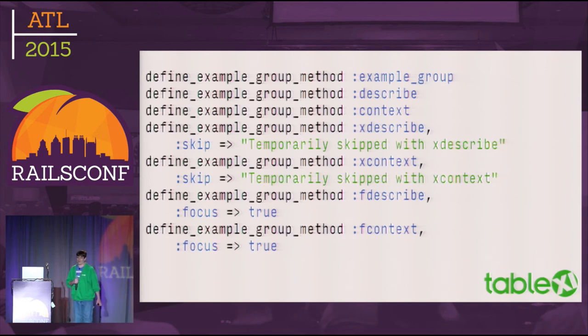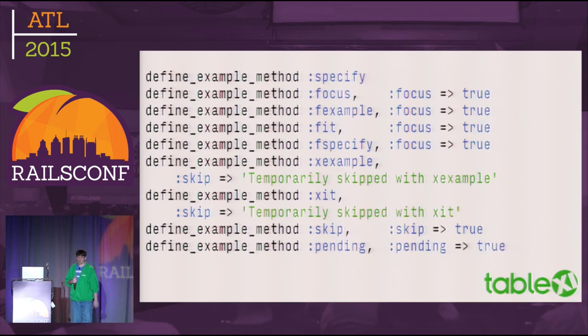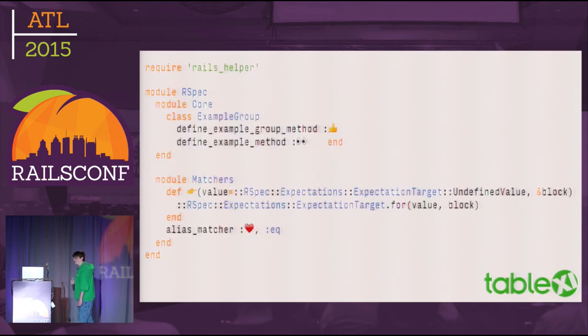You're probably familiar with `describe` and `context`. You've probably never used `example_group`. You may have used `xdescribe` and `xcontext`, which automatically pass along metadata to say that that example group gets skipped, or `fdescribe` and `fcontext`, which automatically pass along metadata to say that that example group has focus. You can do something similar with methods: `specify`, `it`. For some reason, it fell off the slide. But `specify`, `example`, `fit`, `xit`, all of which pass along metadata. So what I did then is I just reopened `ExampleGroup`.